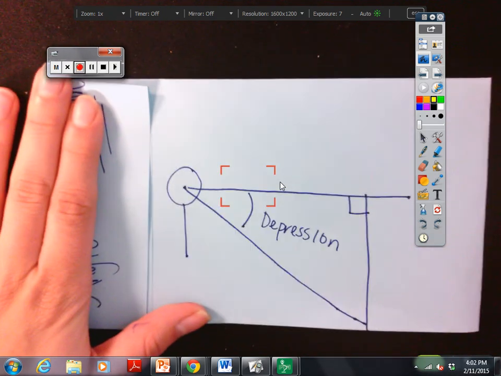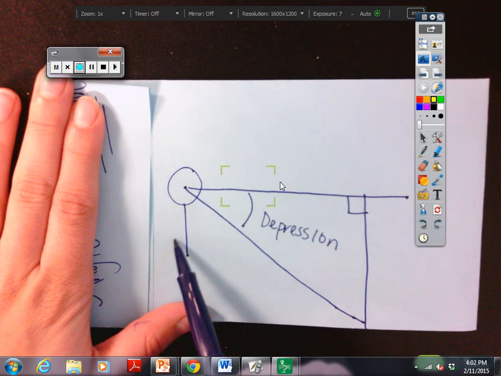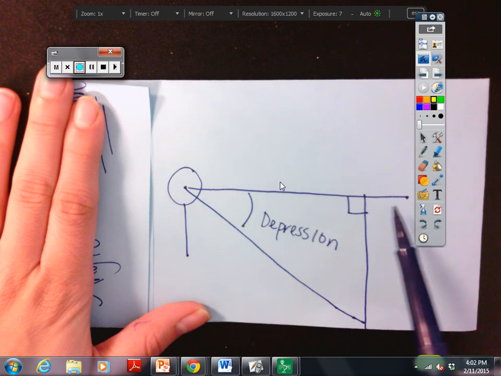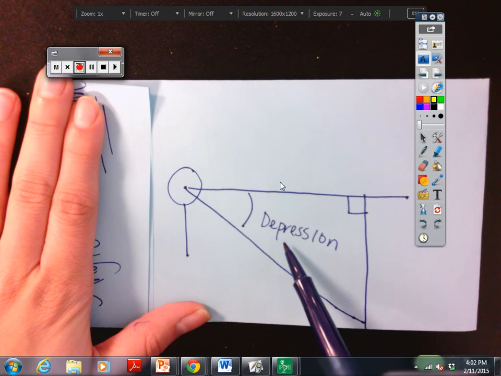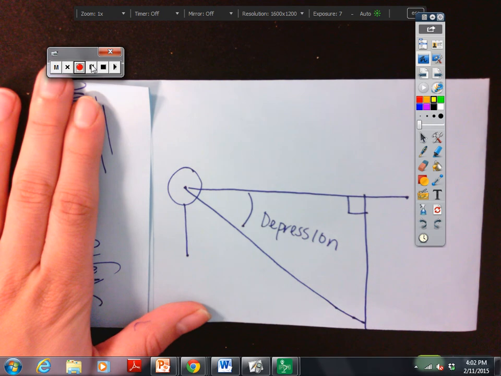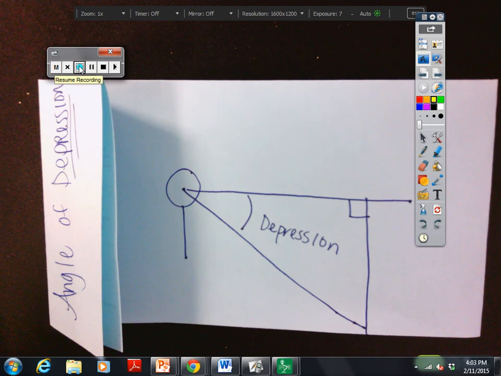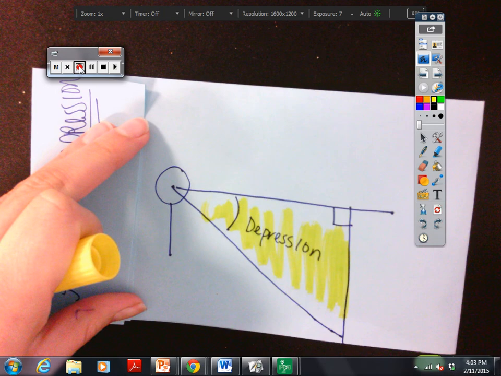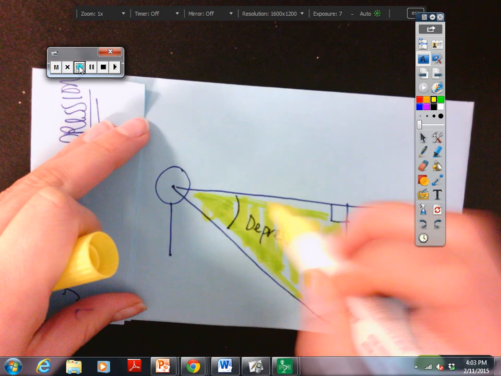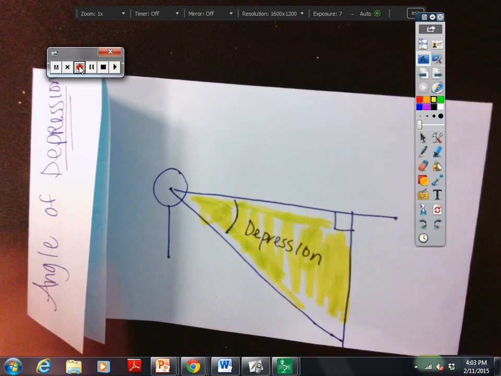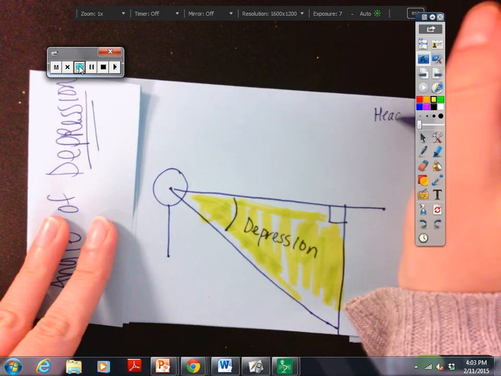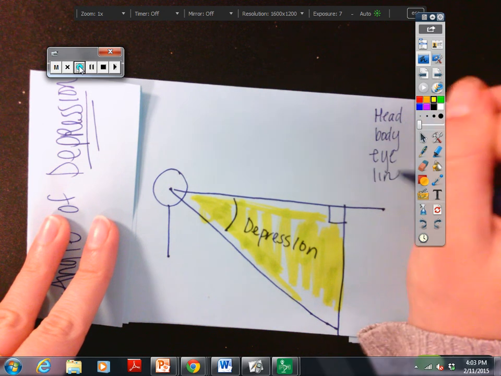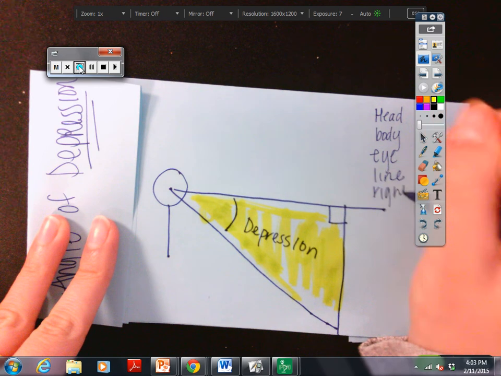So again, you can rewind, but I'm going to review it right now. Head, eye, body, line. This is where you know there's going to be two types. This is the horizontal line. Angle of depression is going to be below that, and angle of elevation will be above that. Next, I'm going to have you highlight this section right here so that you know that this is the angle of depression. It's going to go down here. So again, I draw the head, the body, the eye, the line, and then the right triangle.